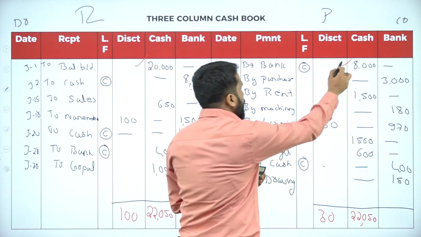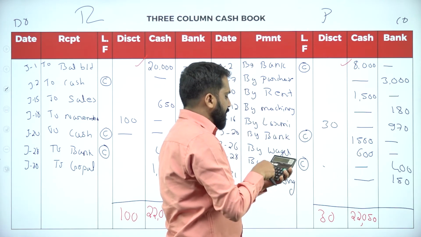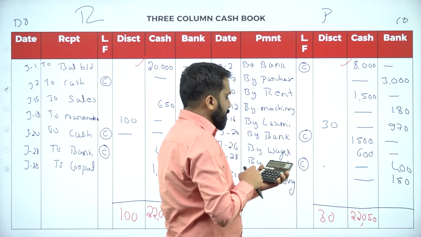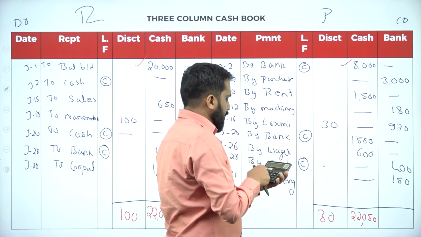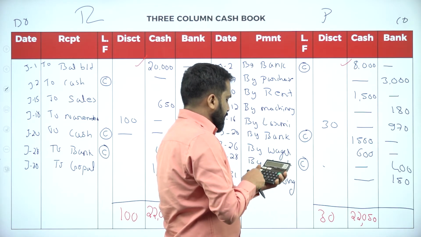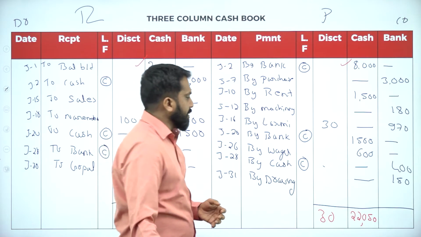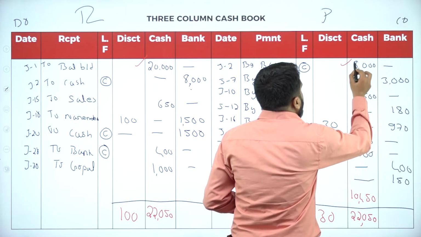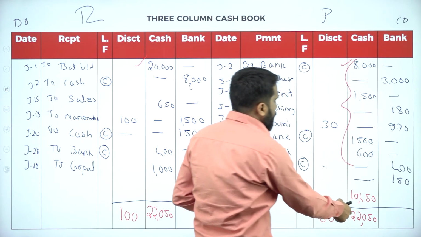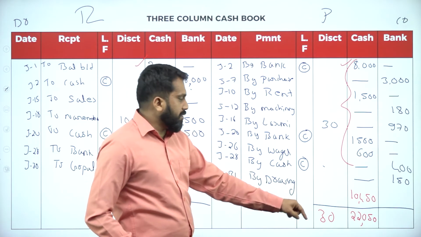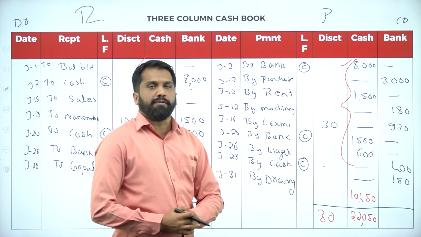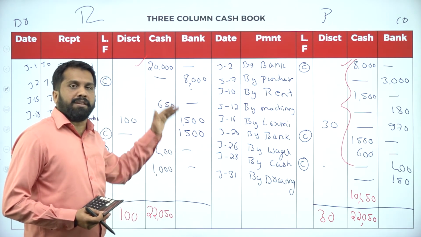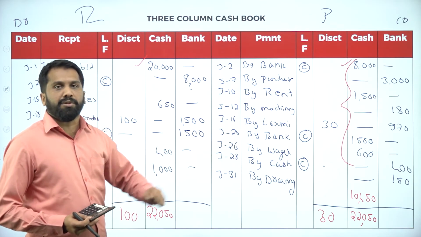Now from 22,050 we have to deduct all the credit side items. Minus 8,000, minus 1,500, minus 1,500, minus 600. How much will you get? 10,450. Everything we have to minus from 22,050. How much will you get? 10,450 is your answer. Similarly, 90% your debit side will be more. That's why you have to total your debit side first. Later you should go for the credit side.